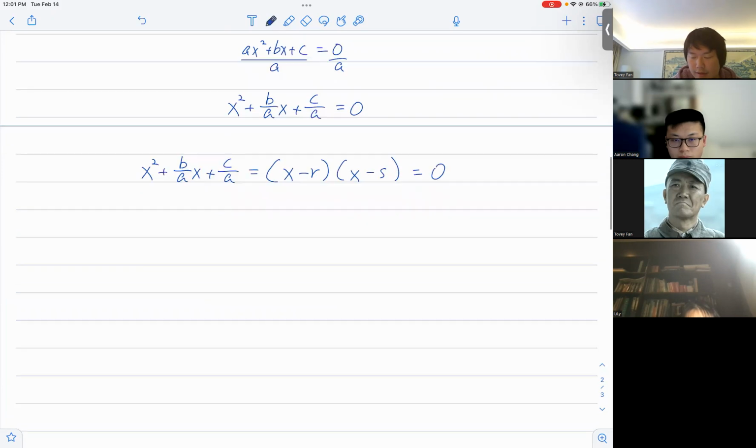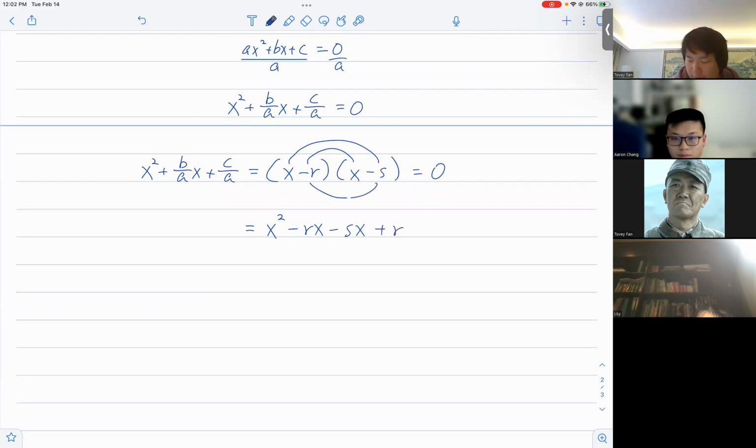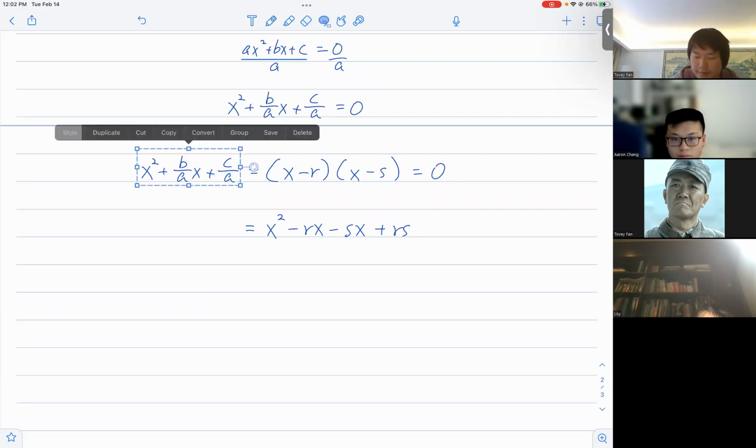You're seeing what a claim stated before, right? So here we can open up brackets. It becomes x squared, and then x times this minus r x, times this minus s x, and then times this, so plus r s, right? So just open up brackets, and the left-hand side is the same.